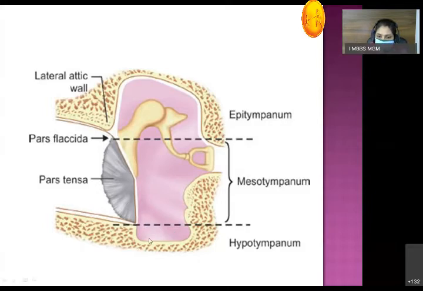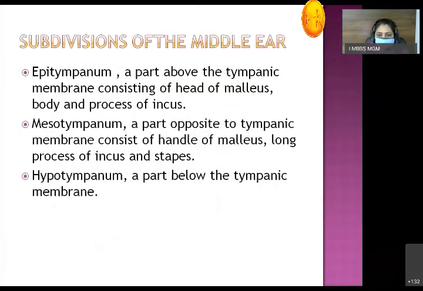And the part below this is called the hypotympanum. So the part below the tympanic membrane is called the hypotympanum. So this middle ear cavity is divided into epitympanum, mesotympanum and hypotympanum.